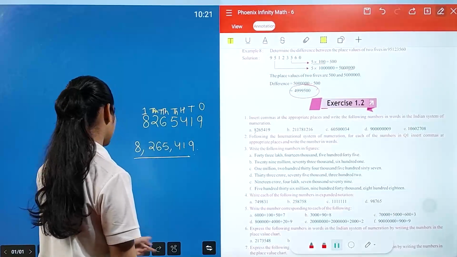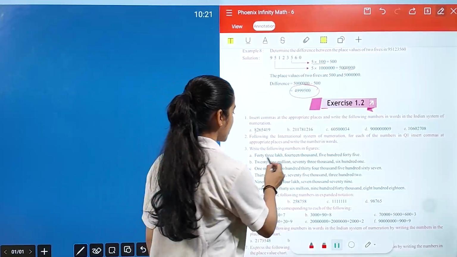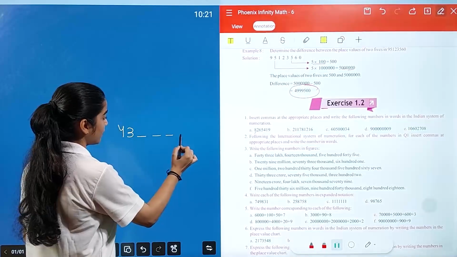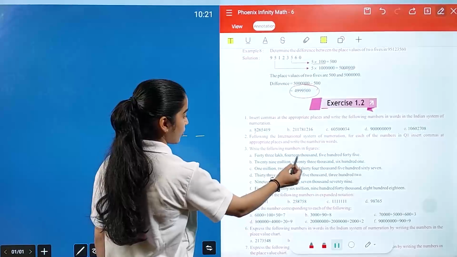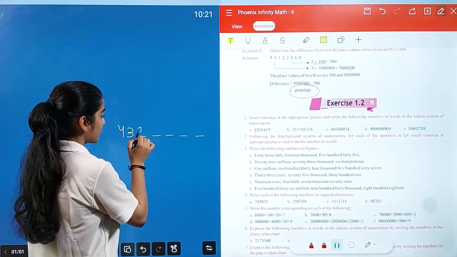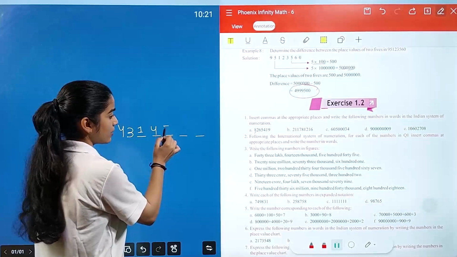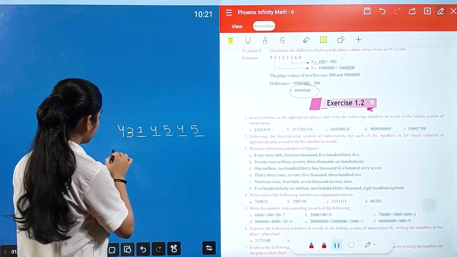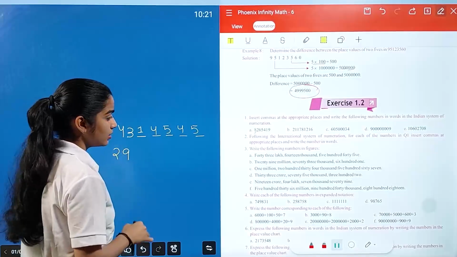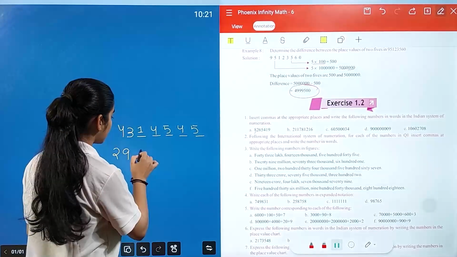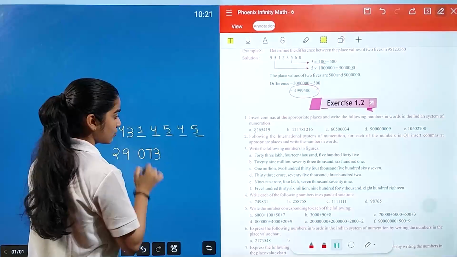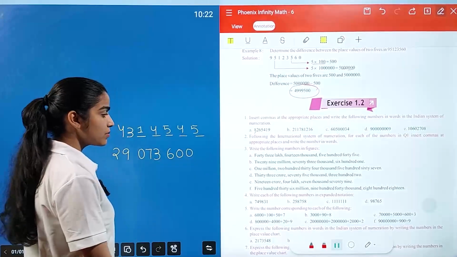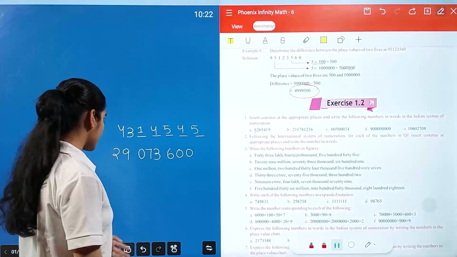Next, write the following numbers in figures. 43 lakh. First we write 43 lakh, 14,545. 29 million, 73,600. 73,600 is your answer. So similarly, you have to do the same process for the rest of the parts you have.